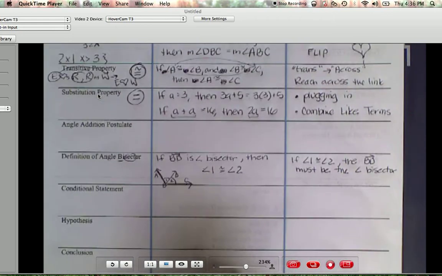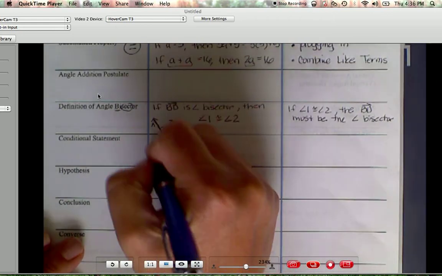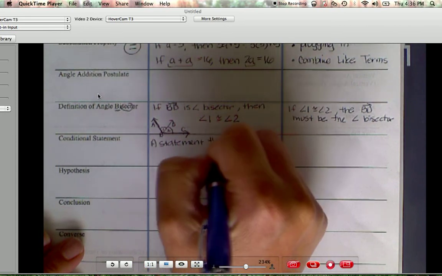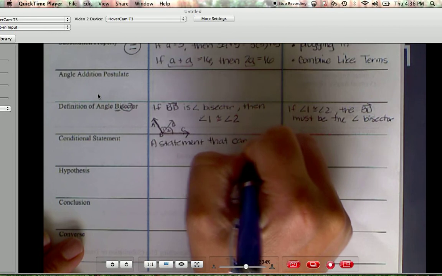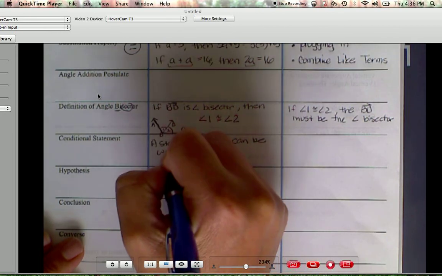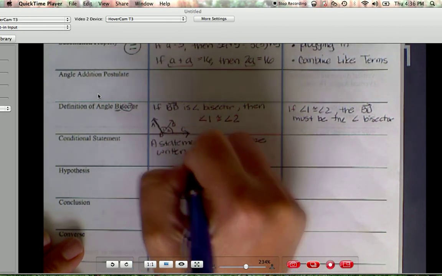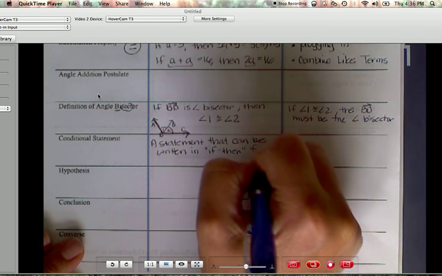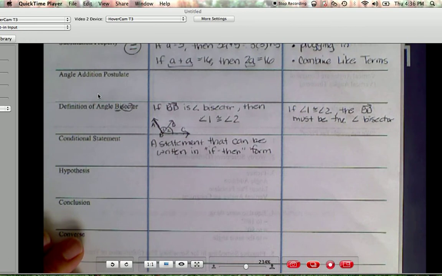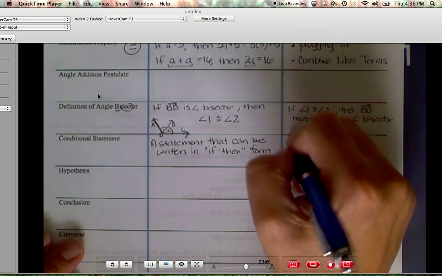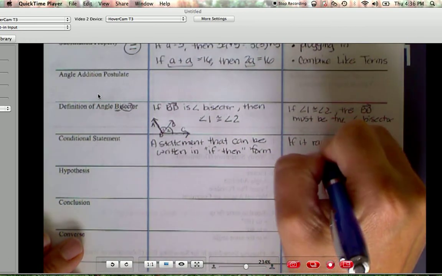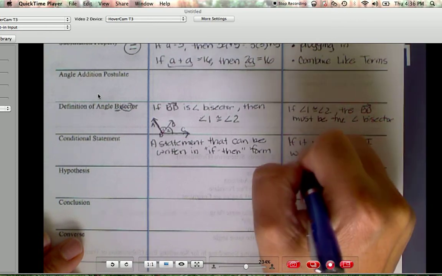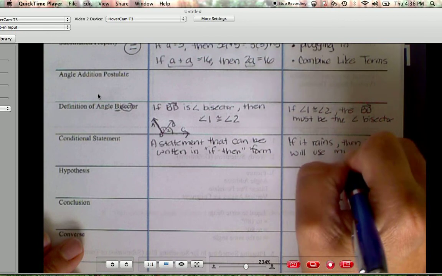We're all the way down here. A statement that can be written in if-then form. For example, if it rains, then I will use my umbrella.